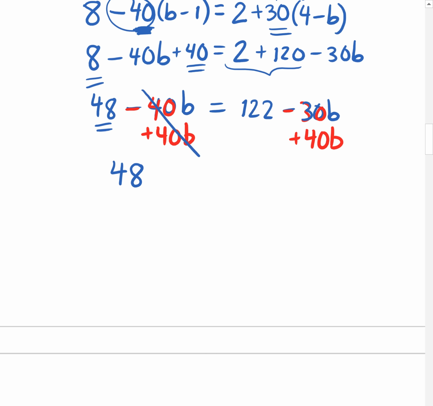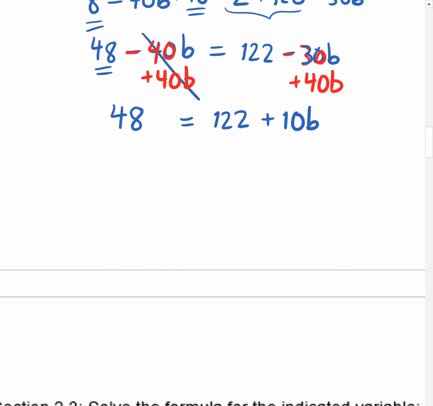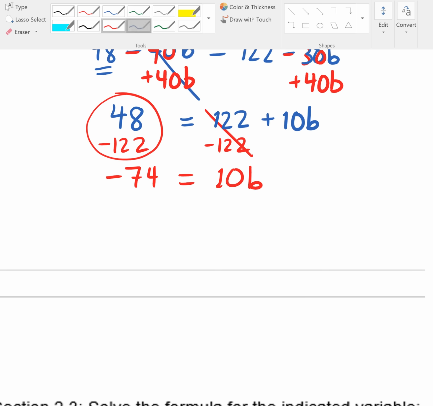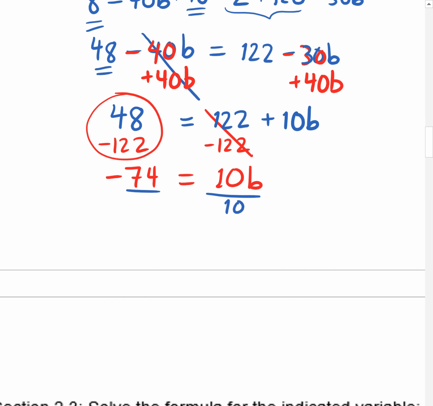So those 40b's cancel, 48's all by itself, equal to 122, and that'll become positive 10b, because negative 30b plus 40b is 10b. And now we can isolate b by first subtracting the 122 to the left side. Let's see, 122 minus 48. That would be 74, but negative, huh? Negative 74. Yeah, because the larger number is negative. That means the result's going to be negative. Equals 10b. And the last step will be to divide by that 10.